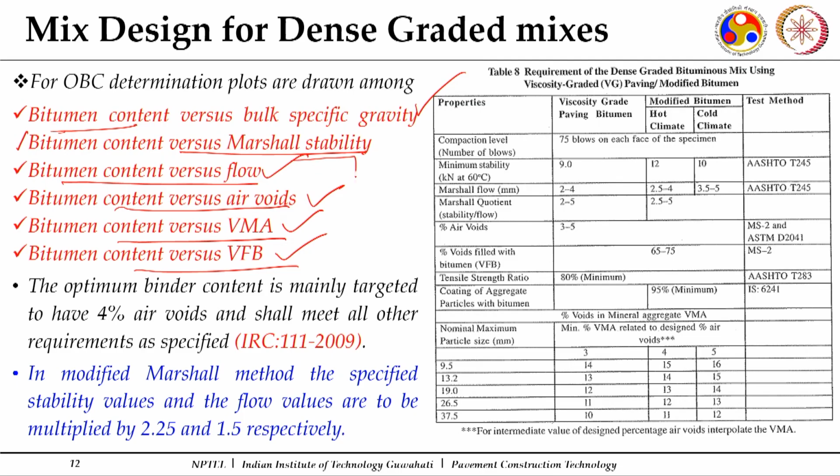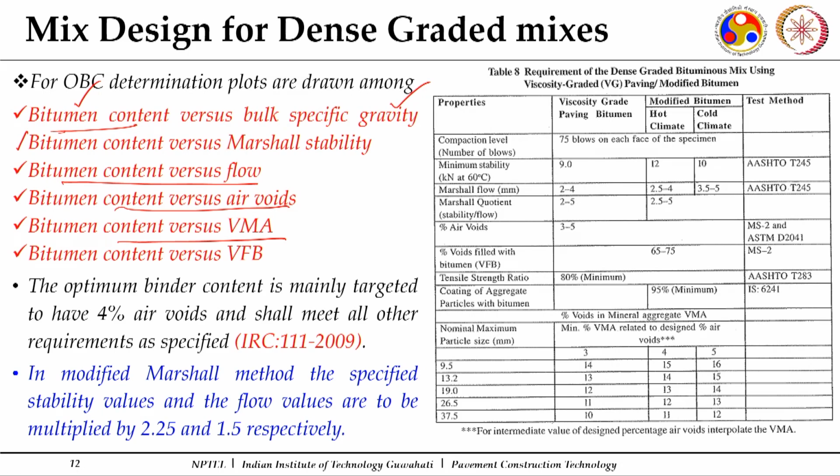So, these 4 parameters we got from the volumetric measurements, and along with this the 5th parameter, which is the density measurement. The stability and flow we got from the stability and flow measurement. So, stability and flow are also to be plotted with bitumen content, and the other 4 volumetric parameters are to be plotted, so as to see the trend of how these parameters are varying with the change in the bitumen content.